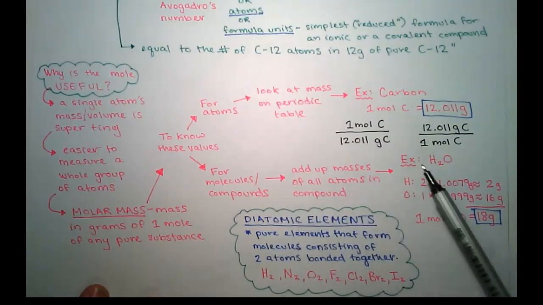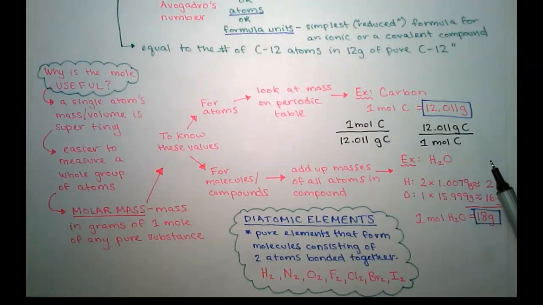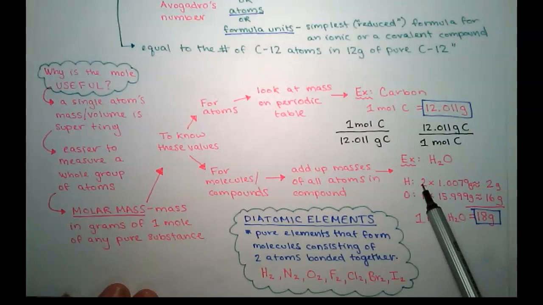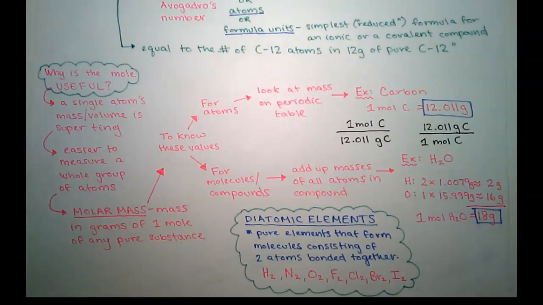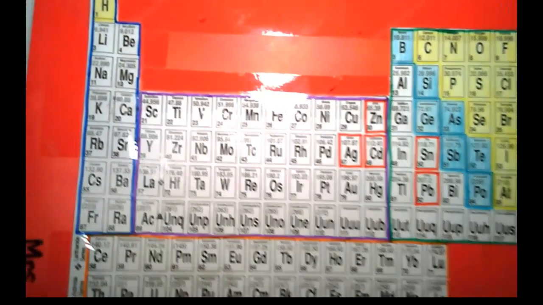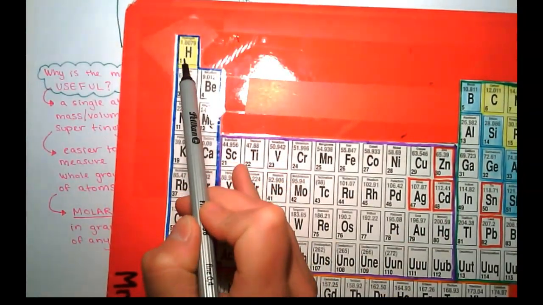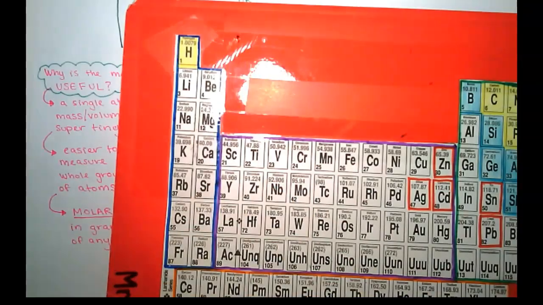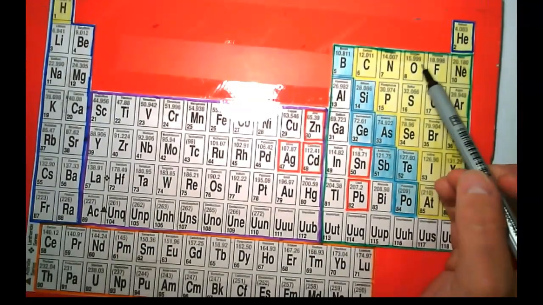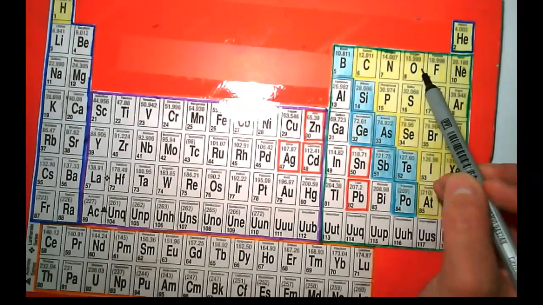So for example, let's look at water, H2O, dihydrogen monoxide. In water, there are 2 hydrogen atoms and 1 oxygen atom. So I have hydrogen, I put that there are 2 of those. Oxygen, there's 1 of those. And then I went and looked at my periodic table to find the mass of each thing. So hydrogen is 1.0079 grams, and then oxygen is 15.999 grams.